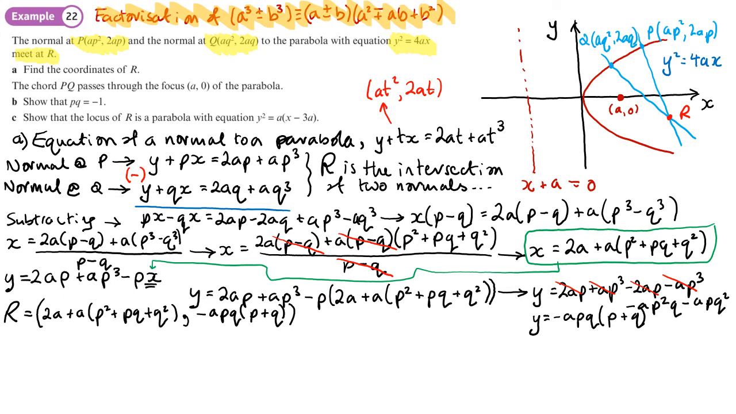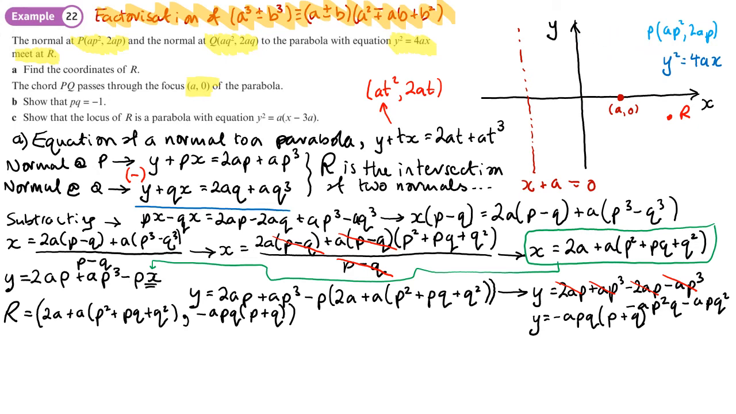Okay, so let's move on to part B. The chord PQ passes through the focus A0 of the parabola. Now, if you refer back to my sketch, you can see why it's just a sketch, because if I drew a chord PQ, it's not passing through the focus. So maybe I will just change my sketch so that the chord is passing through the focus.